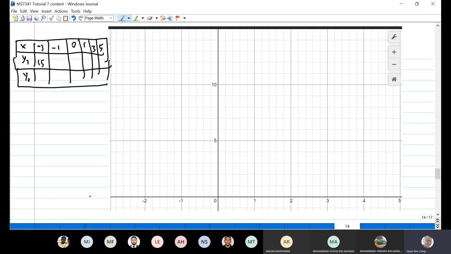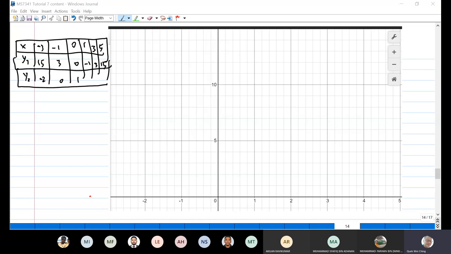then the second one is 3, then 0, and then minus 1, and then 3, and 15. Okay, then the second y again: minus 2, and then 0 and 1. So based on this, you can plot the graph.